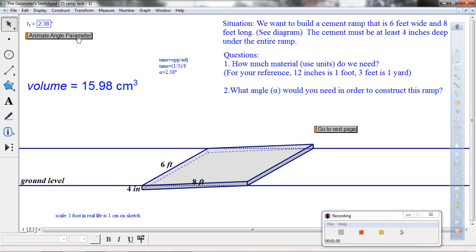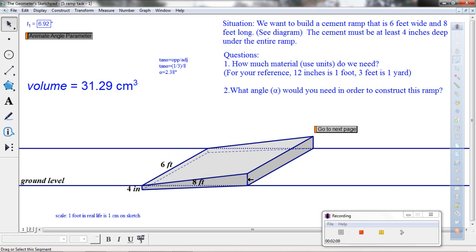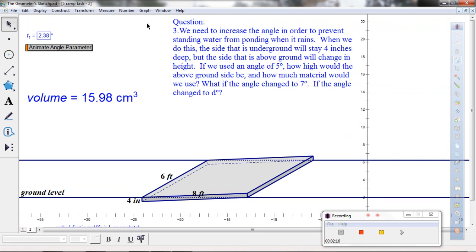The next question is going to be showing how the angle, when you change the angle, compares to the shape and compares to the volume. So you can kind of simultaneously show the things that are changing and the relationship, which is what makes this dynamic software really nice. Okay, so the third question is, we want to increase the angle in order to prevent standing water from ponding when it rains. So notice we contextualize this and put it in a real-life situation.